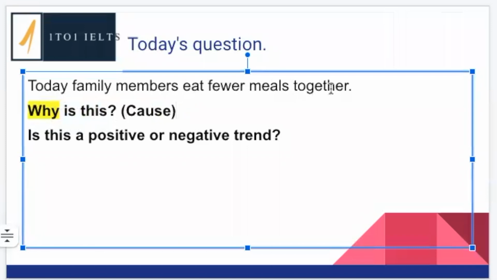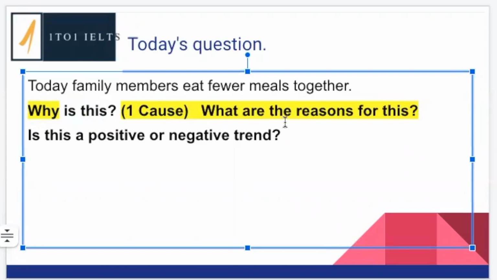Family members eat fewer meals together. Why do they do it? So we're looking for a cause of family members eating fewer meals together. How many causes do we want? Does it ask you for more than one? No, there's nothing here that asks for multiple causes. If you got this question instead, it will be asking for multiple causes, because you can see here this word reasons is plural. So if it specifically asks you for something that's plural, you give more than one.